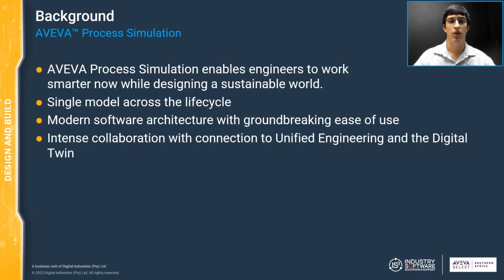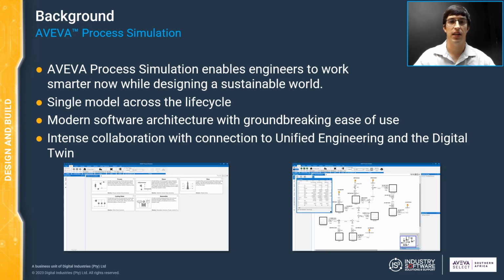The question is now, what is AVEVA's process simulation and why is it so important? It is a simulation tool that was designed for engineers using mathematical and first principle models to design sustainable processes. The software has a modern and familiar environment based on the Microsoft Office layout. Engineers can use the same simulation across the entire life cycle of a project, from the feed and design stages through to the operation stages, to improve and maintain the plant.